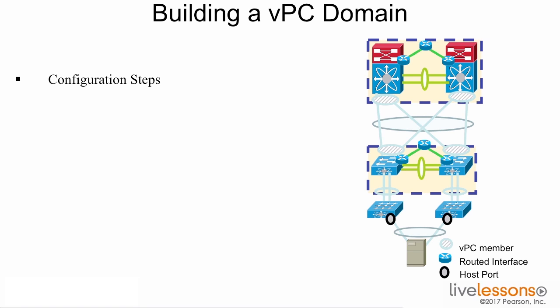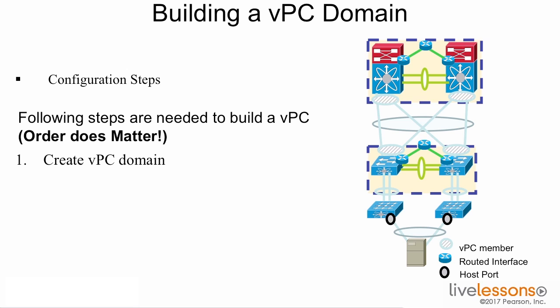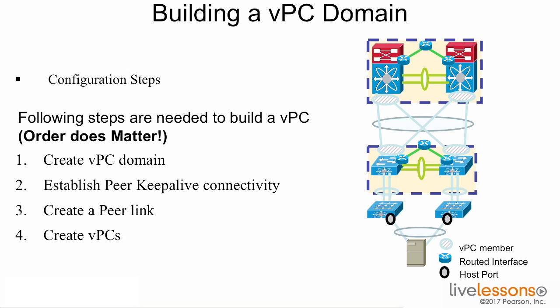In order to configure a virtual port channel, we need to follow the following configuration steps. The first thing we need to do is create a vPC domain. The second thing we need to do is establish peer keep alive connectivity. The third thing that we need to do is create a peer link, and the fourth thing we need to do is create our vPCs.